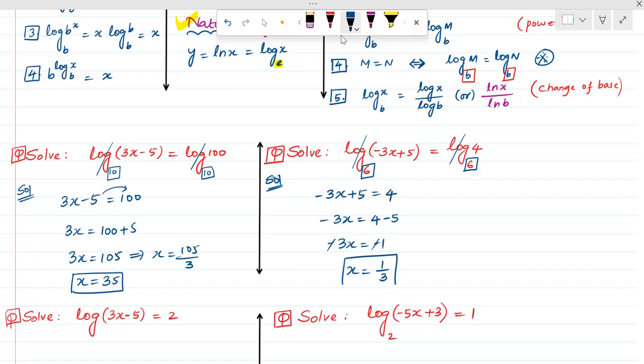The argument must be positive. When I substitute the value here, it must be positive. This is the condition for the logarithmic function. When I substitute here, minus and plus 3 get cancelled. You will get minus 1 plus 5, which is 4. You will have plus 4.